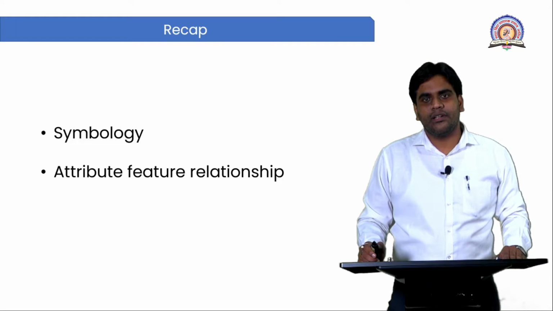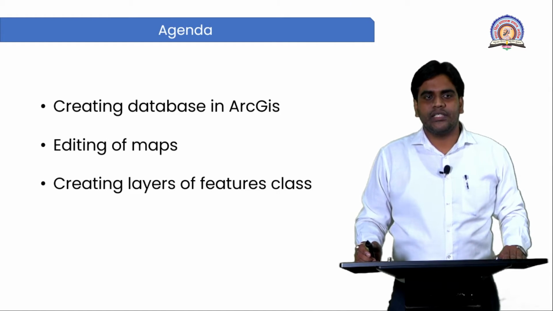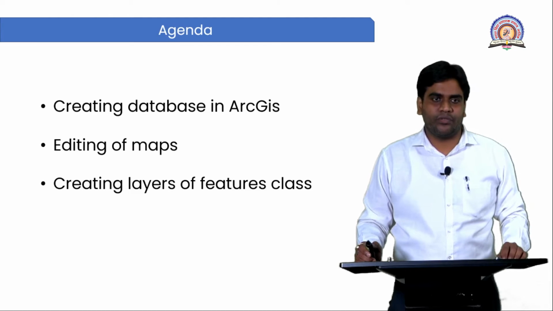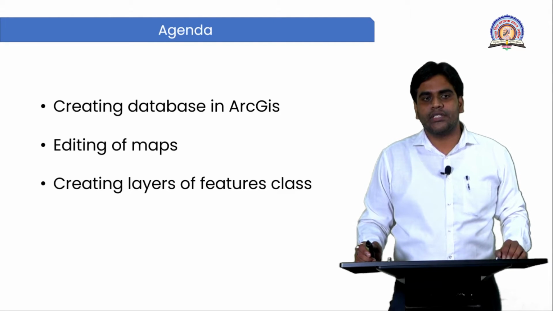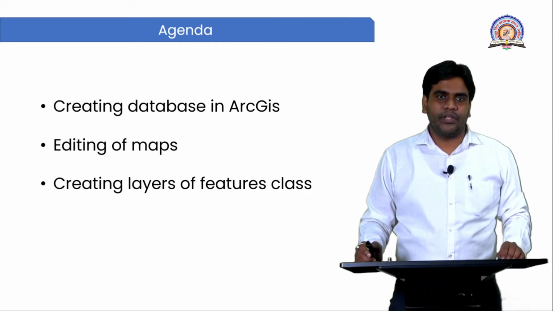In our previous session, we studied the use of symbology in creating maps. We also discussed attribute, feature relationship, and its importance. Today, in this session, we are going to create our own database. This is a very important session with respect to the ArcGIS software. We are going to discuss the creating of maps, as well as creating layers of feature classes, that we are going to see in our video.